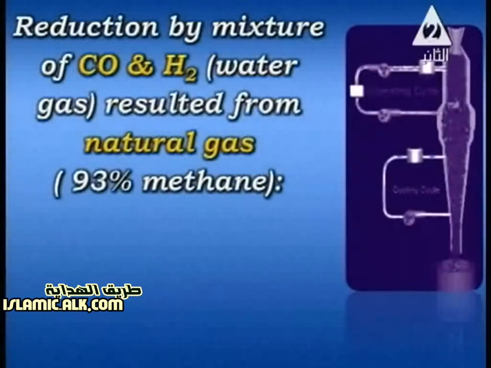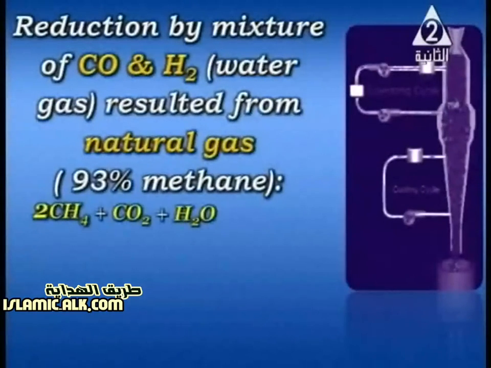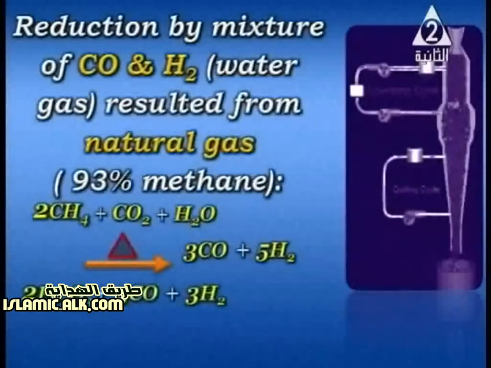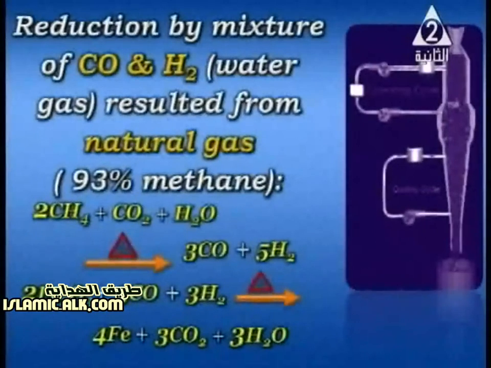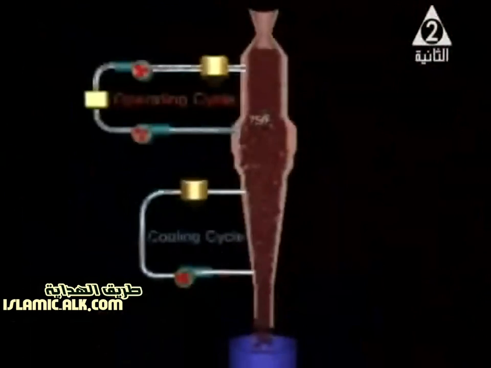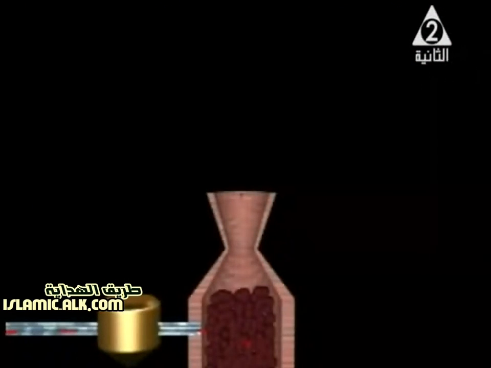As the equation on the screen shows, methane plus carbon dioxide plus water gives a mixture of carbon monoxide and hydrogen gas. This mixture is used to reduce the iron 3 oxide, which is hematite ore, in order to get iron, releasing carbon dioxide gas and water vapor, as the following animation shows. The iron ore is placed from the top opening of the furnace, and then the water gas is passed over it to reduce the iron 3 oxide into iron.